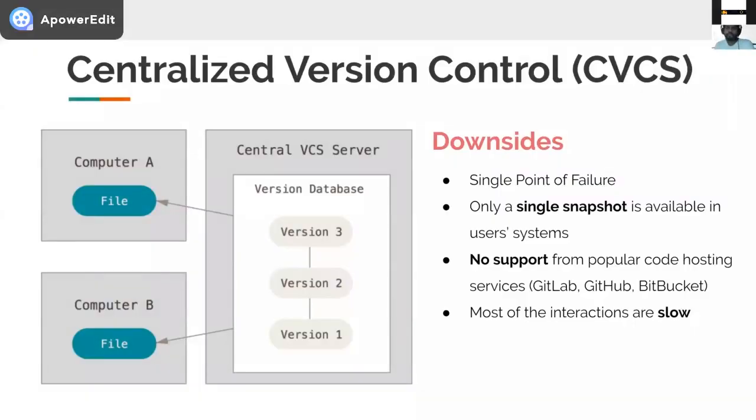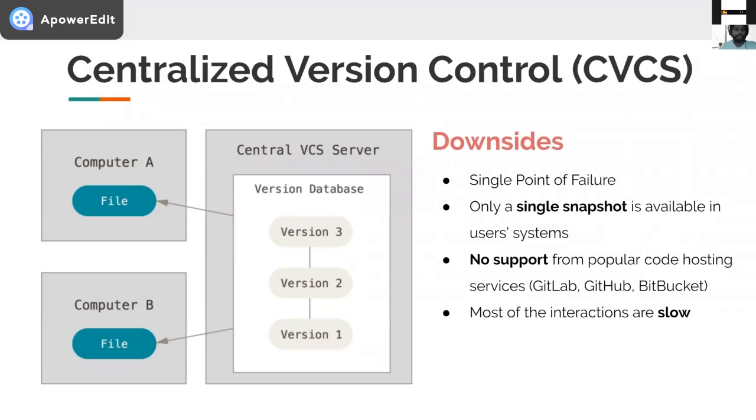And when it comes to software version controlling, or source control, we can find two types of version control system: CVCS, centralized version control systems, and of course the distributed version control system, which I will explain in the next slide. So first, the centralized version control system.